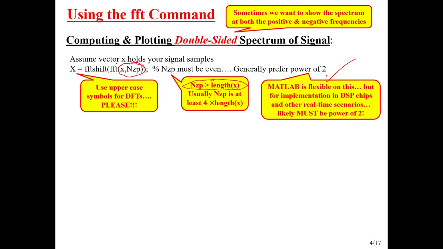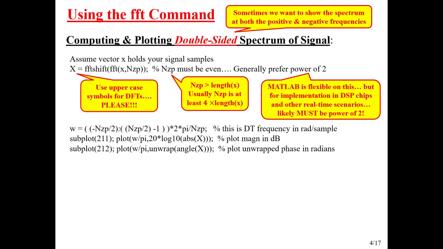What this FFT with a number NZP less than the length does is it actually truncates the signal to that smaller number of samples, then takes the FFT. So sometimes that's convenient if that's what you want to do, but generally that's not what we want to do if we're trying to get a nice spectrum. Okay, so here's some commands once I've created this X.